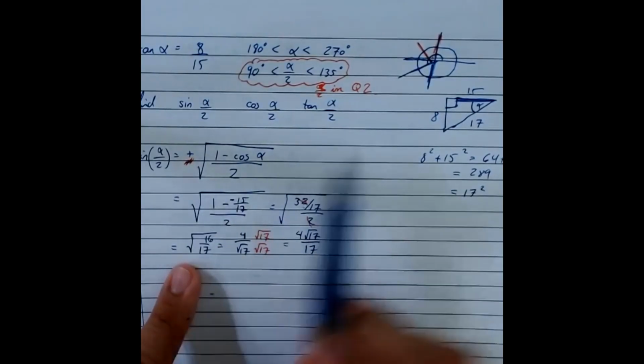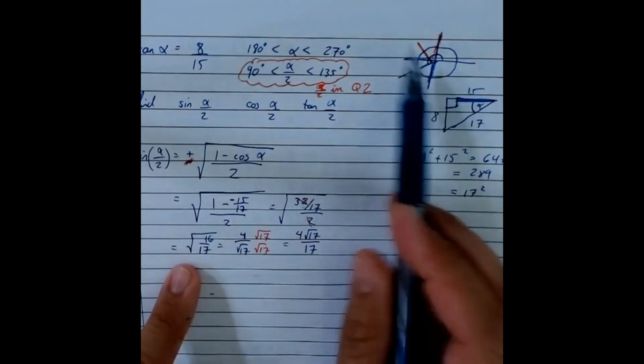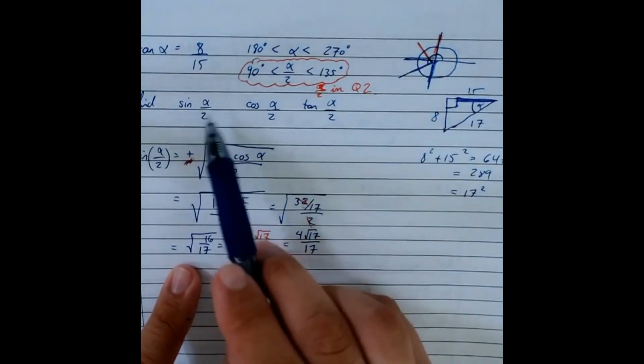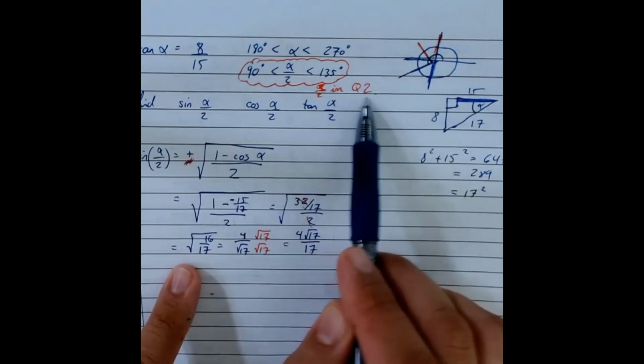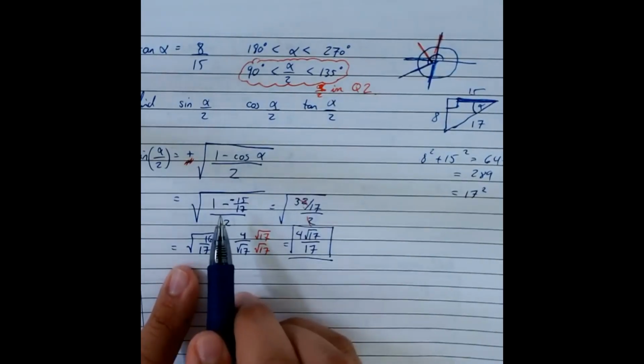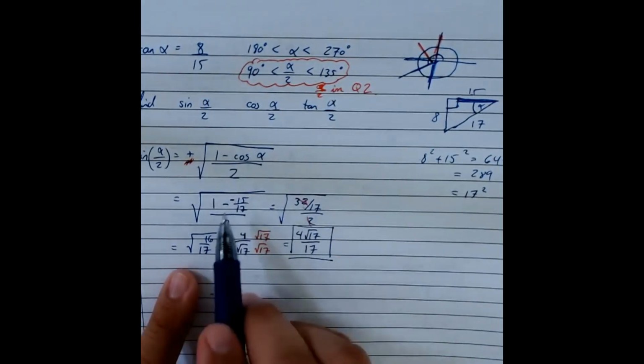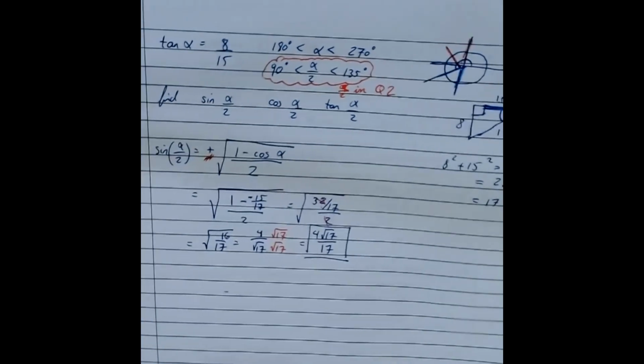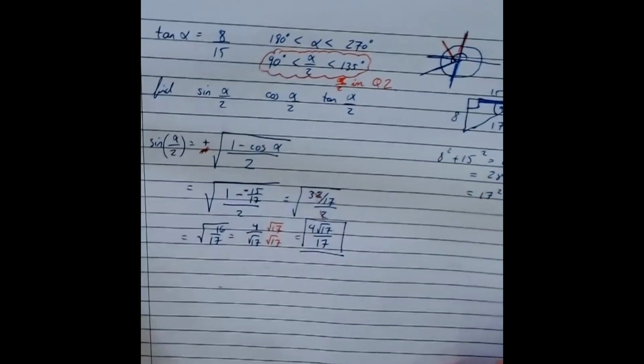And again, it's positive because even though this is in quadrant number 3, the cosine of the angle that I'm looking for is in quadrant number 2. So this one's our result. My apologies, I had a sign error. This should be minus of a minus, which is actually plus. So that is the sine of alpha over 2.